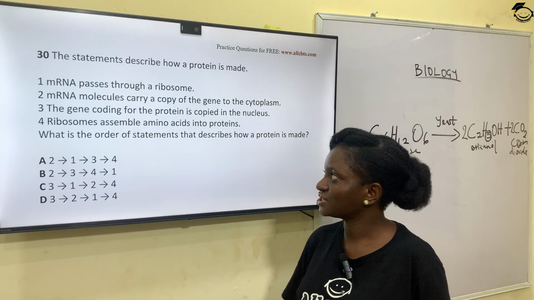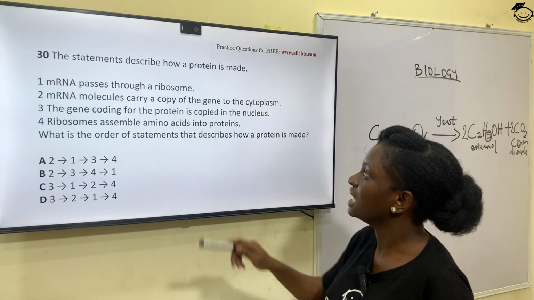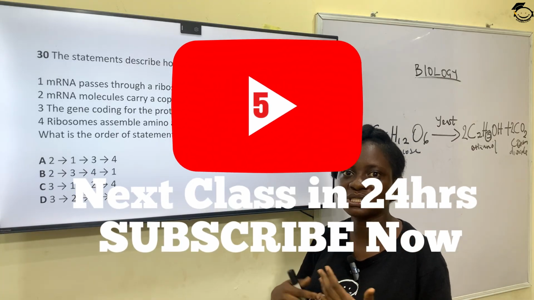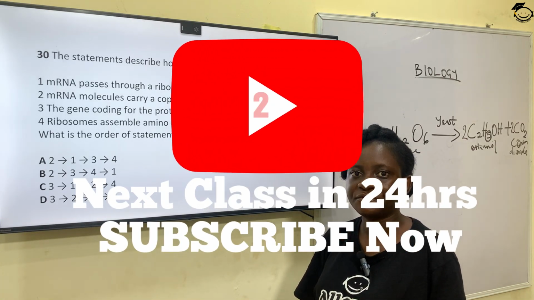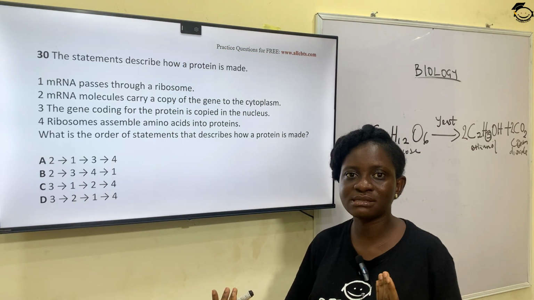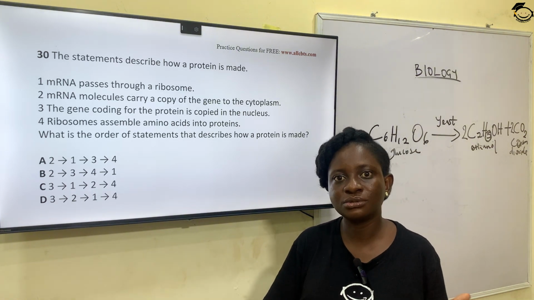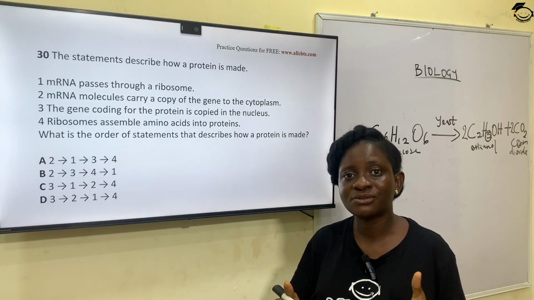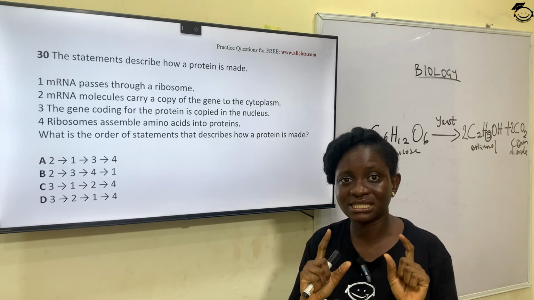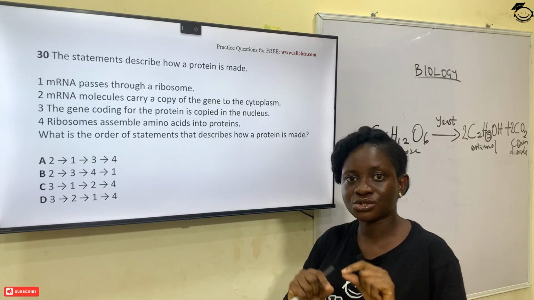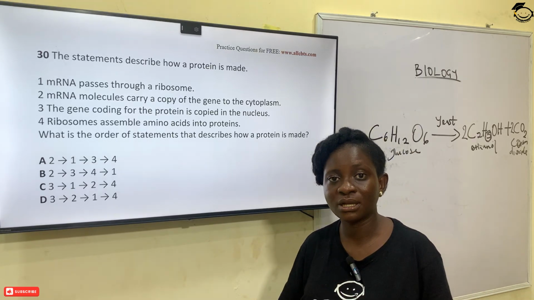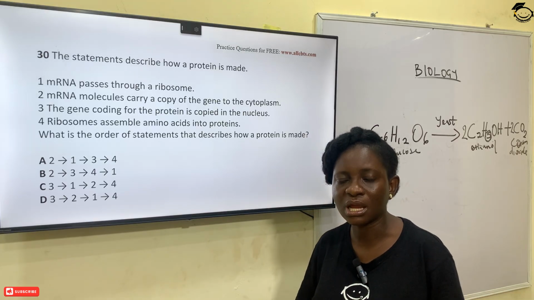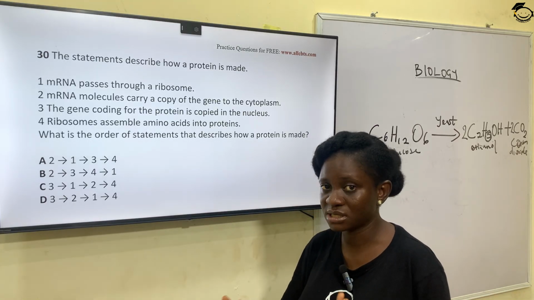The last question here, question 30. The statement describes how a protein is made. How is protein made? Protein is made through transcription and translation. What does that mean? That means the genetic material, that's DNA, is transcribed to RNA, and RNA is translated to protein. So that's how it's made.